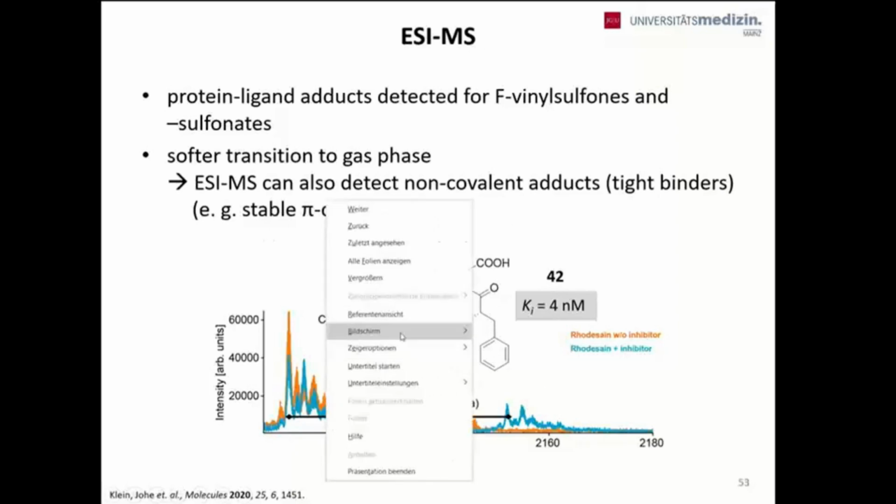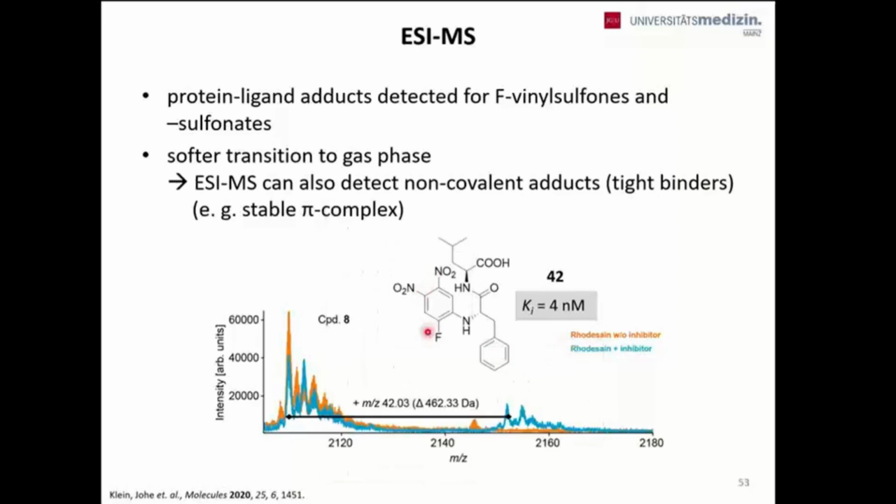Oh, I can maybe turn on my pointer. An electrophilic heterine, which forms a very stable pi complex with Rhodesain that is non-covalent. And here you can also see the ECMS spectra. And you can see that we have in orange Rhodesain without the inhibitor, and in blue Rhodesain and inhibitor. And again, we can see a shift corresponding to the mass of the inhibitor. So therefore, we decided we might try another method to further confirm the covalency of the bond.